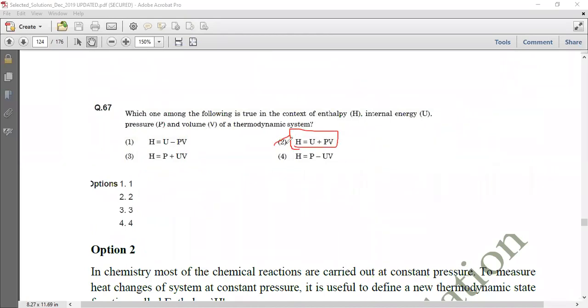Is it clear to everyone? Anyone having any doubt? Any participant, any doubt in this? Question number 67, any doubt? Clear. Okay. Now let's move to the next question.